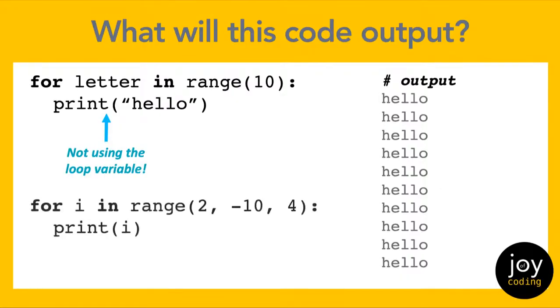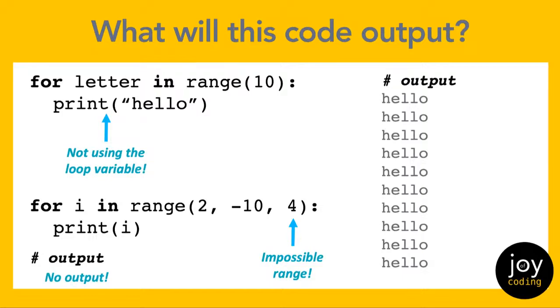Let's look at another one. For i in range(2, -10, 4), print i. Do you think you have the output? If you said the output is no output, you're correct. The reason for that is because we have created an impossible range. There is no way to get from 2 to -10 by going up by 4 every time. And when we give an impossible range to the range function, the loop doesn't execute at all. And so in this case, there will be no output.